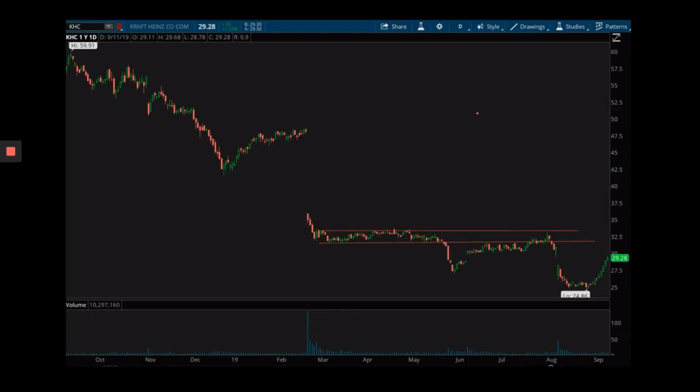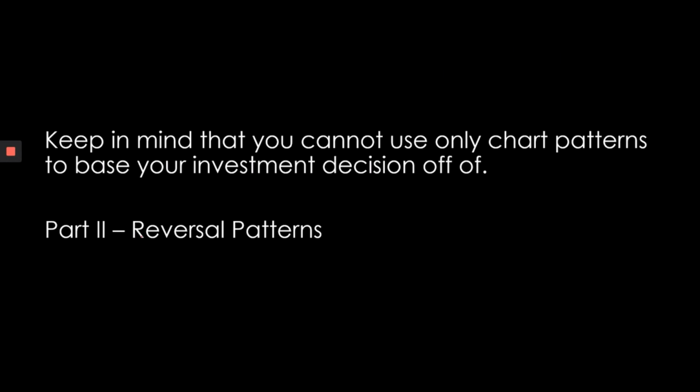Another example: overall trend is down, small little rectangle forming right here. Once the price broke below that rectangle, the overall trend continued downwards. Now that's it for continuation patterns.